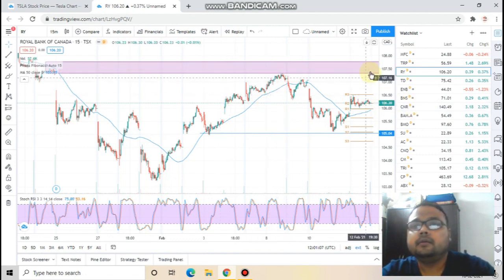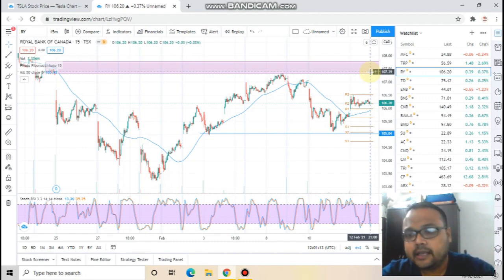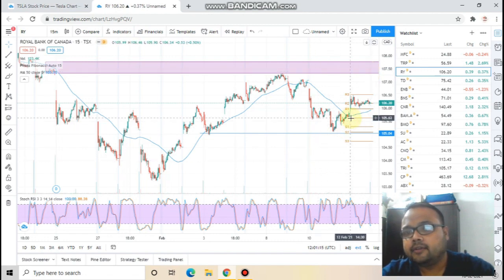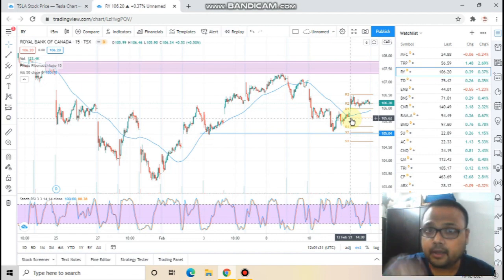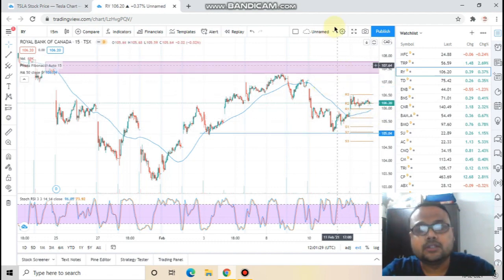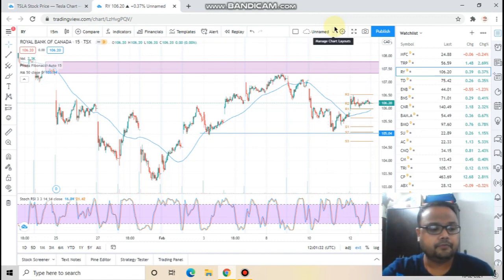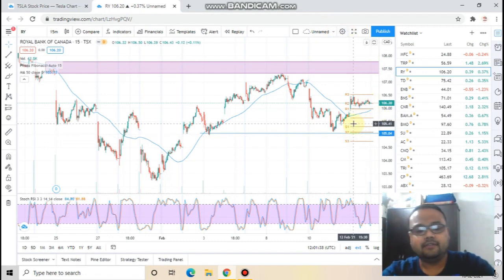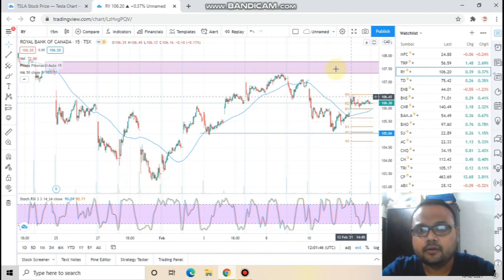If after reaching the 107 level it shows a reversal sign, then you can short the market. And after hitting the 105 level, if it shows some price rejection from below, then you can go ahead and buy. This will be a buying opportunity at 105 and a selling opportunity at 107 for today. And if the market consolidates between this 105 and 107 level, you should not trade. Right now there is not much volatility in the market, so you should avoid.